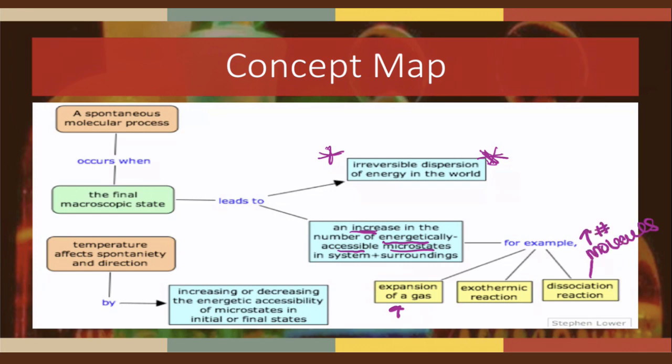And then let's go back over to temperature. Temperature affects spontaneity and direction. Temperature was the amount of energy in that pink box that filled up the rungs. When we make a bigger box, when we have more temperature, it increases the amount of accessible microstates. So more rungs on the ladder can be populated.